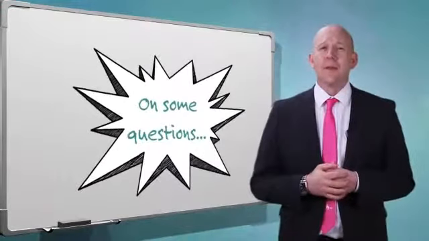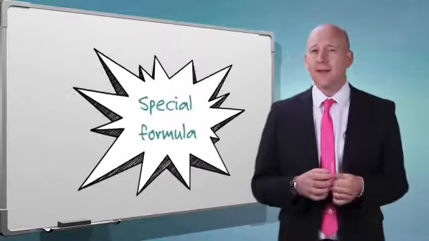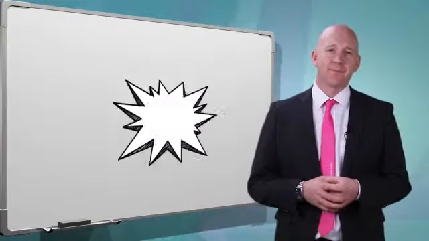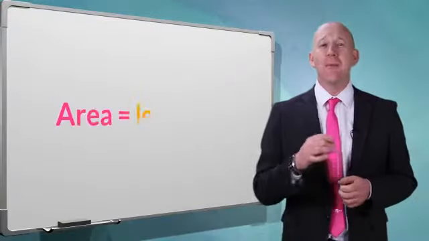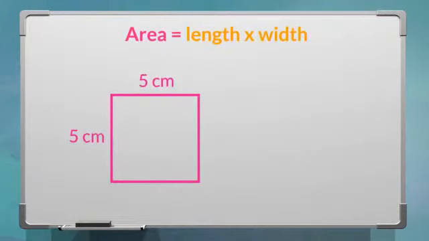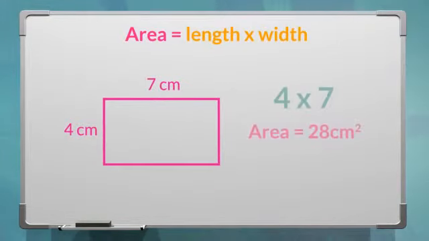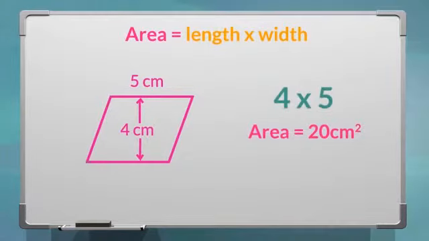On some questions, you won't be able to see any squares in the background, so you will need to use a special formula to find an area. Some shapes use the same formula, some don't. These three shapes all use the same formula to find the area. In each case, simply multiply the length by the width to find the area. So the area of the square is 25 centimetres squared. The rectangle is 28 centimetres squared and the parallelogram is 20 centimetres squared. You need to remember this formula for the exam.